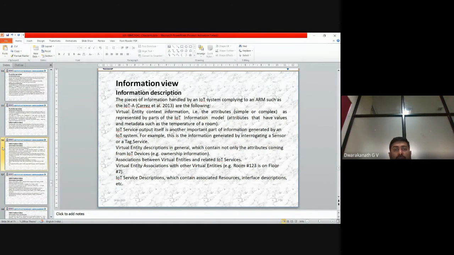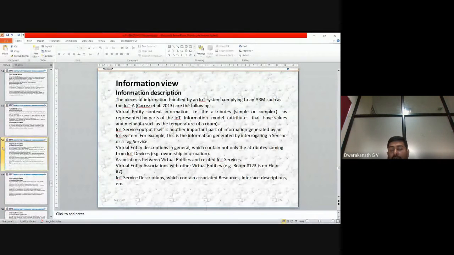Now, coming to the next, virtual entity context information. That is, the attributes as represented by parts of the IoT information model, attributes that have values and metadata, such as the temperature of a room. You can take that as an example. The first thing you must know in an information description is virtual entity context information. What is my virtual entity giving at that particular event or time? That is very important. It means at that particular state of time, my entity is representing this state or this particular information.